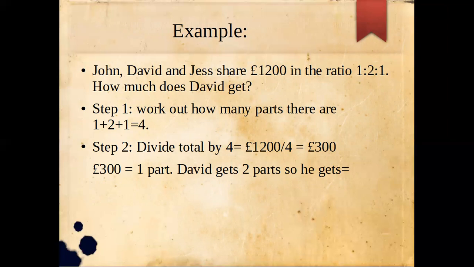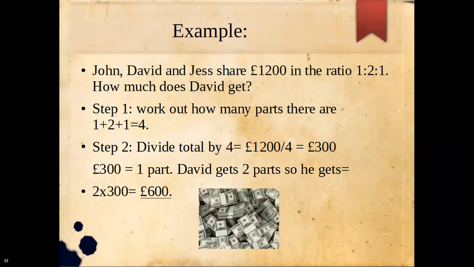So one part is £300. Then you look at who you're looking for. David gets 2 parts. So you multiply how much one part is worth by the number of parts David gets, which is 2. So David gets £600.